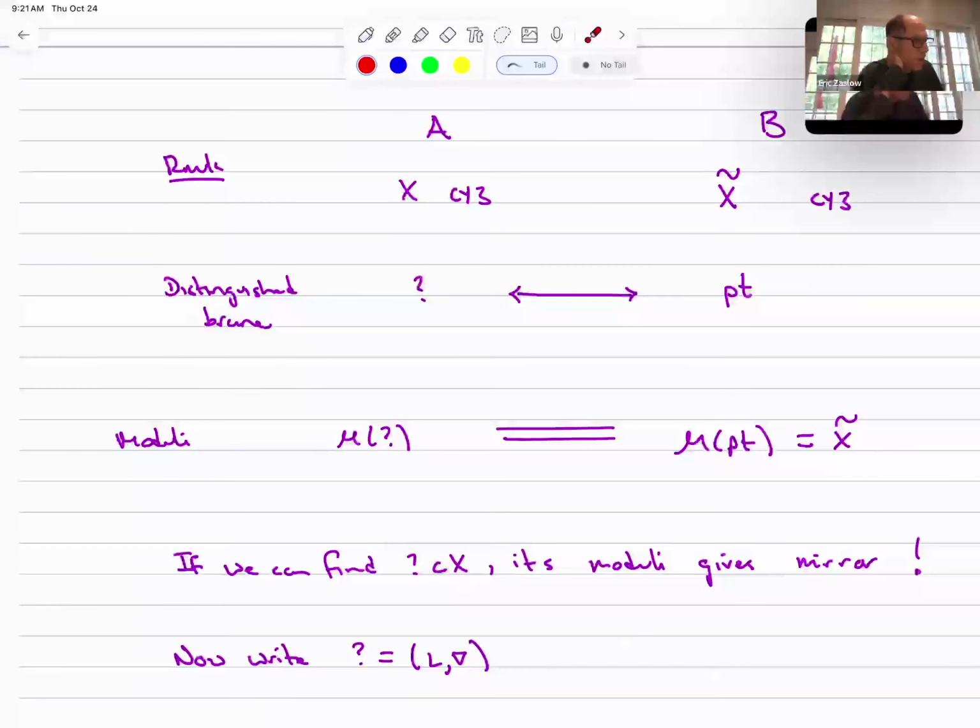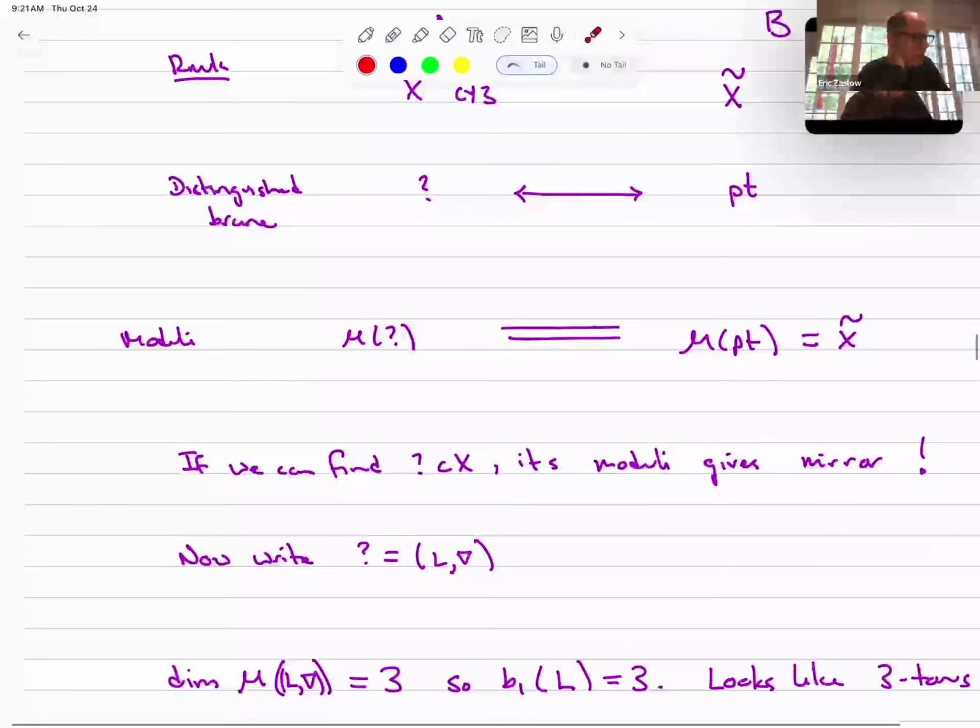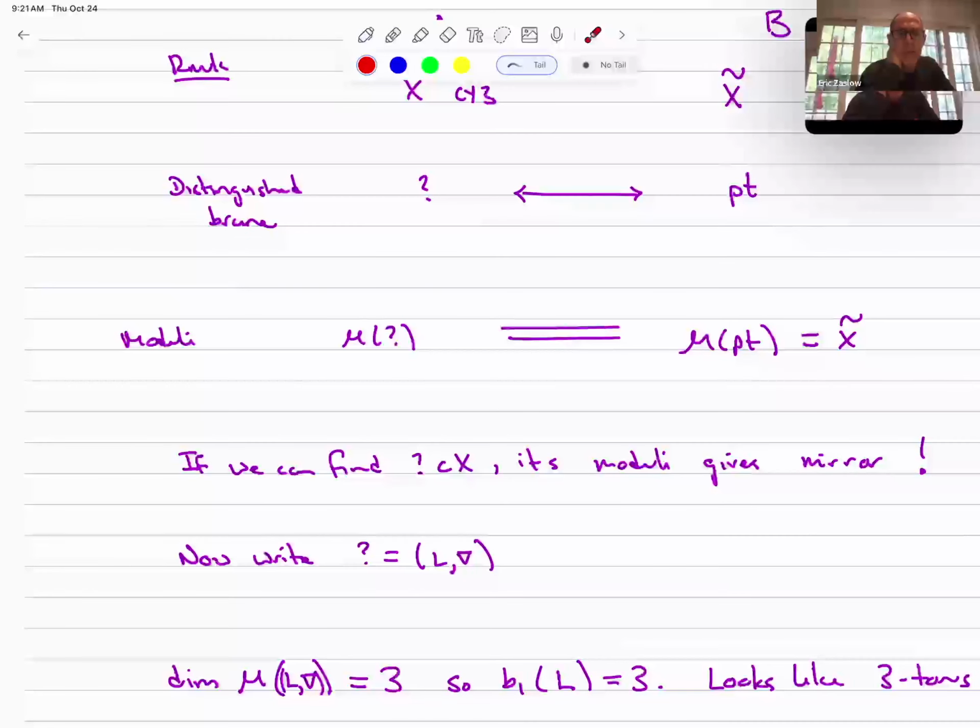Well, whatever that mystery object is, it's a pair of Lagrangian submanifold and flat connection. And we have some information about the mirror, namely that its dimension is 3, for Calabi-Yau threefolds. Those are the geometric manifolds where mirror symmetry was first discovered. So if it's a threefold, then its moduli space has to be 3-dimensional.